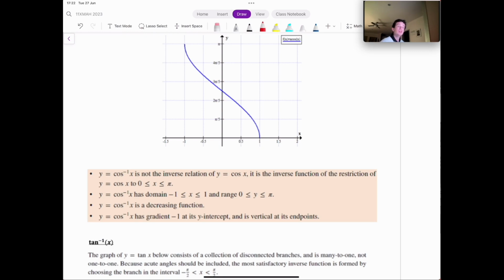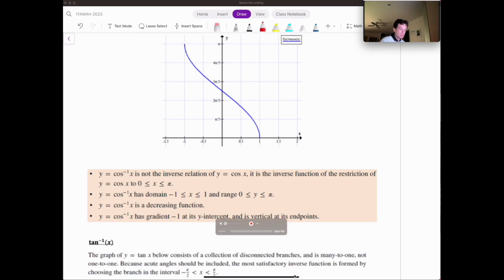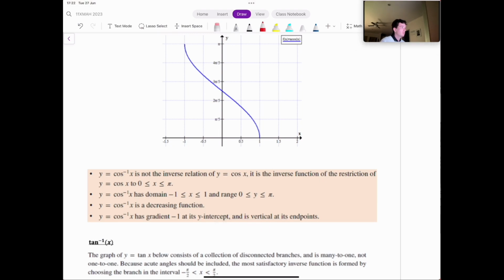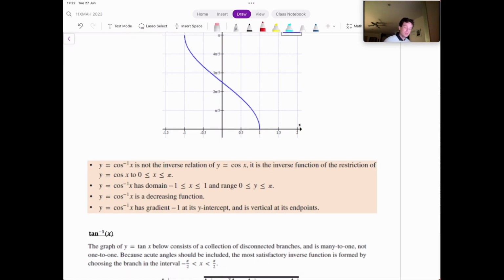Probably obvious, but cos inverse is not an inverse relation of y equals cos of x. It is the inverse function of the restriction of the domain from 0 to pi. Y equals cos inverse of x has a domain of minus 1 to 1 and a range of 0 to pi. It's a decreasing function, and we also could see that cos inverse has gradient minus 1 at its y-intercept and is vertical at its endpoints. Don't worry about that. That's just telling you that it's tangent to a specific function there. We'll do that later when we do calculus.